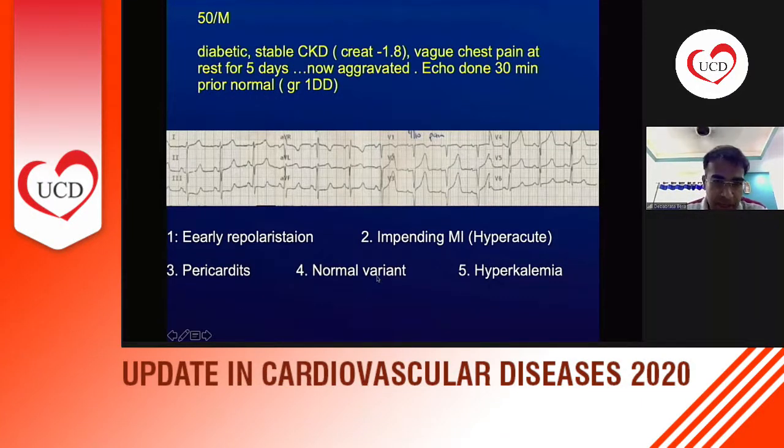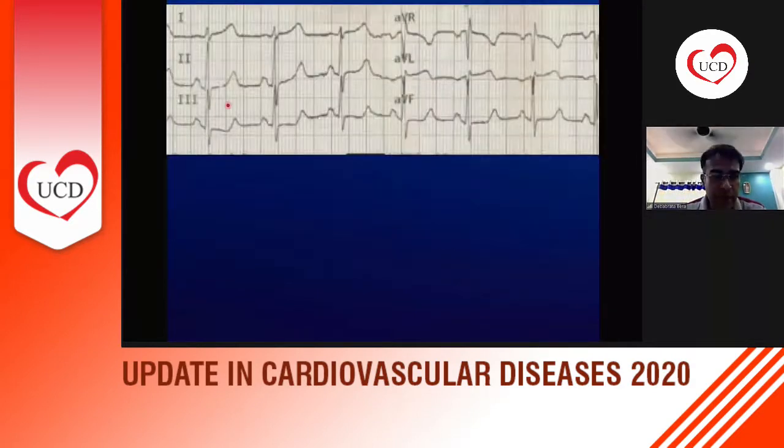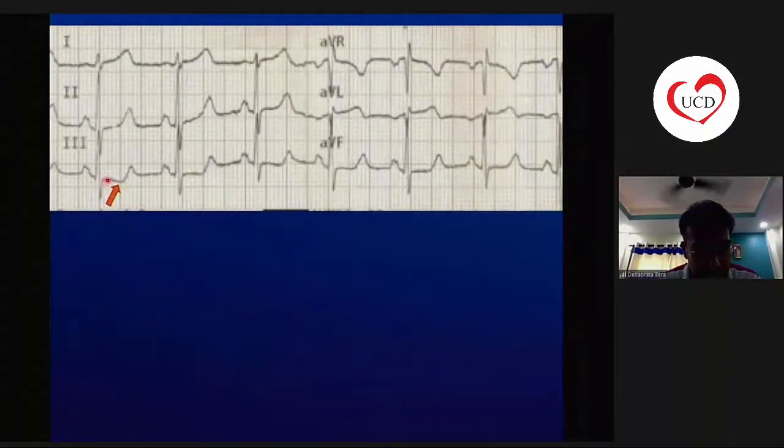Is it a normal variant, or is it a hyperacute MI or an impending MI which is going to happen? Or is it possible the patient has hyperkalemia because the patient already had a stable CKD? Or it can be an early repolarization pattern or pericarditis. So again, as in the previous 2-3 ECGs, the answer lies not in the leads where the ST elevation is present, but in the other leads. If you look carefully in the other inferior leads, you find a slight ST segment depression, but most importantly, this angle, the ST segment followed by the T wave ascending limb angle.